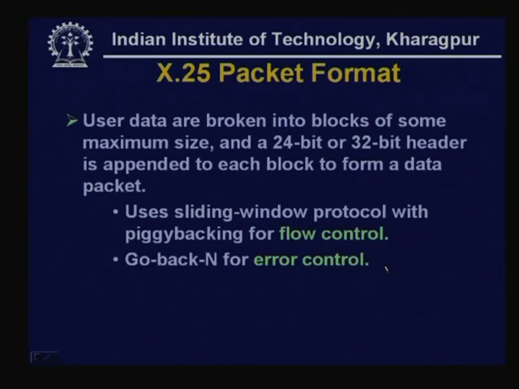And as we know, the user data are broken into blocks of some maximum size, and a 24-bit or 32-bit header is appended to each block to form a data packet. Then it uses sliding window protocol with piggybacking for flow control, and go-back-N for error control. We have already discussed these two approaches, and we shall see how they are implemented in the X.25 network.